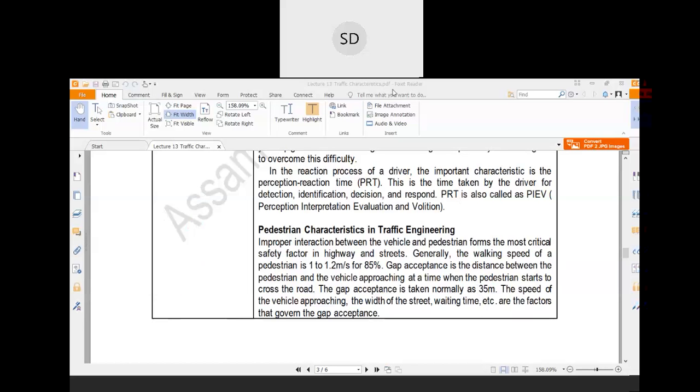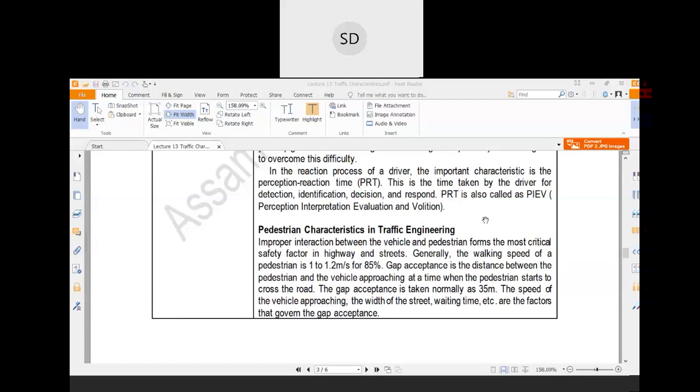So normally for safe operations, the gap acceptance is considered as 35 meter. Now this is for the normal situation. This gap acceptance will be affected by different parameters like the width of the road. If the width is less, the gap acceptance can also be small because the pedestrians need to cross a shorter distance. If the width of the street is higher, gap acceptance needs to be higher.